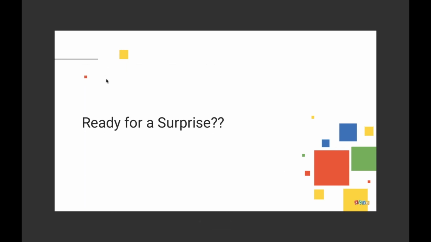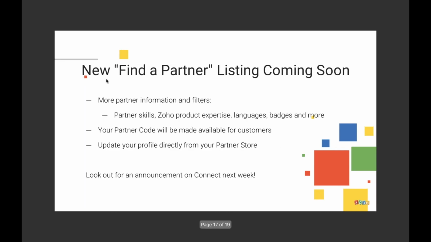Ready for a quick surprise? We are coming up with a new Find a Partner listing. Basically, it has a lot more information and a lot more filters for partner skills, what kind of Zoho expertise they have, and languages they speak, specifically for non-English speaking countries. Customers are always looking for partners who can speak their language. You can show off your badges and all the partner trainings that you do. You can also add customer case studies, so customers can go back and review what you've done in the past and see if it's a good match or not.